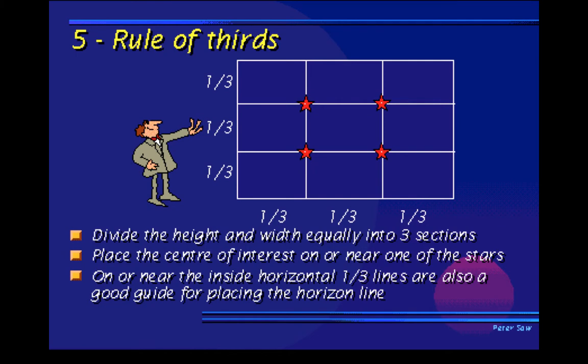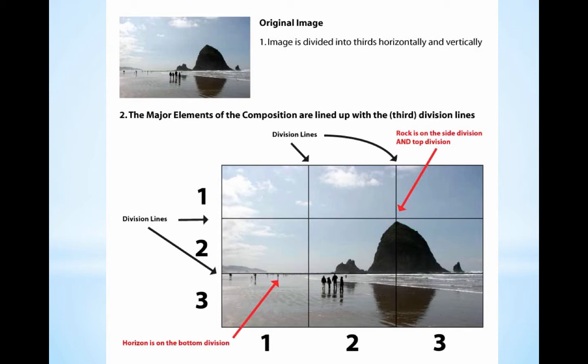So to reiterate, rule of thirds: divide the height and width equally into 3 sections. Place the center of interest on or near one of the stars. On or near the inside horizontal third lines are also a good guide for placing the horizon line, as we see in this picture here. The image is divided into thirds horizontally and vertically.